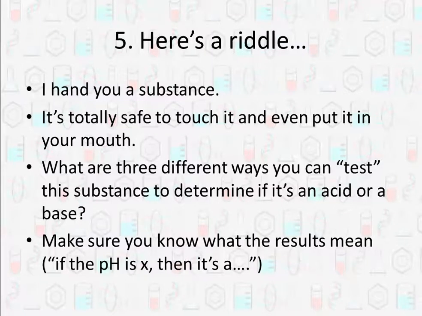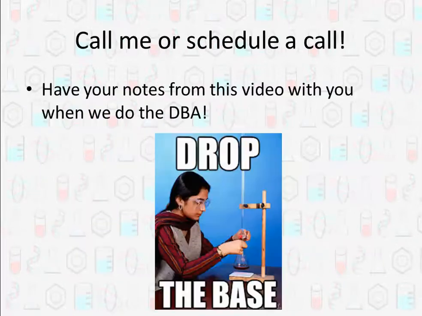So if you say, well, I would test its pH with a test strip, make sure you can explain to me if the pH is X, then that means it's either acid or base. And that's all of it.